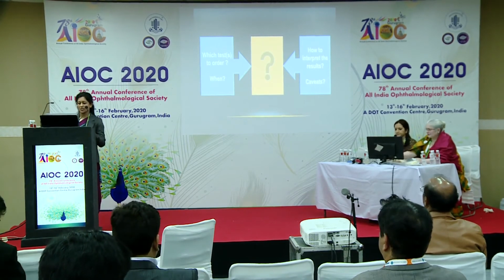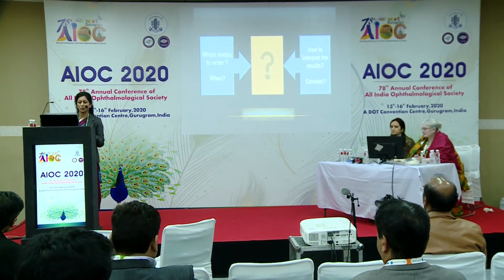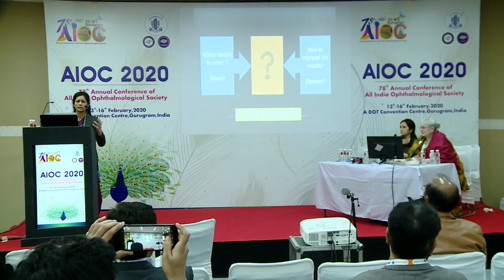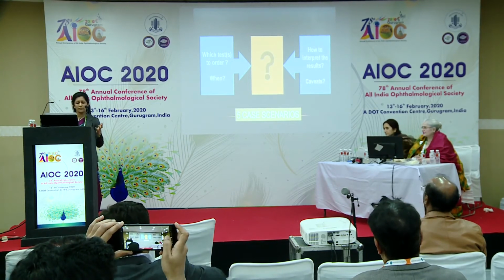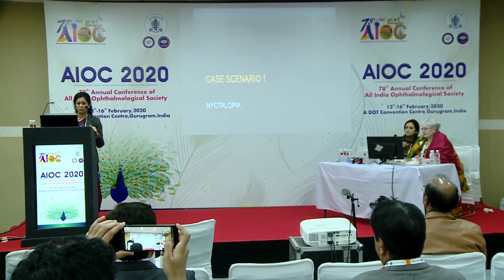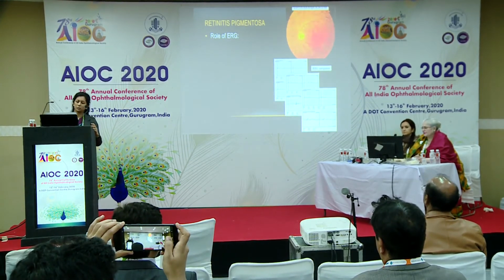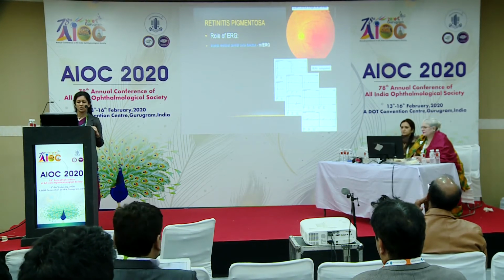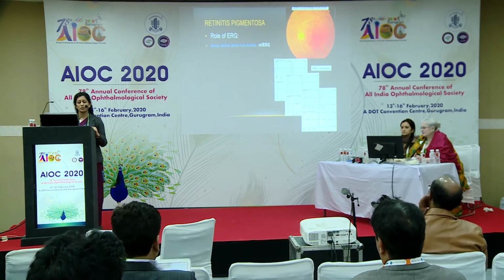Sorry about that. So as I was saying, which tests to order when, how to interpret them, and what are the caveats. I've taken 5 common clinical case scenarios which each of us encounter, and let's go through them. So nyctalopia, retinitis pigmentosa, already been talked about. It's a clinical diagnosis, and usually we get an extinguished ERG in well-established cases. But what is the role of ERG?